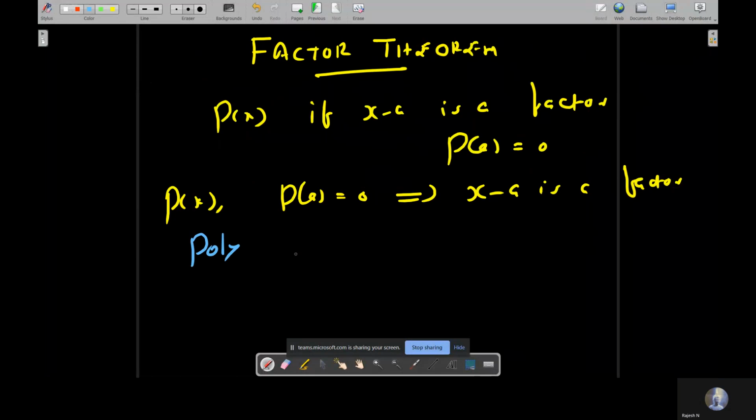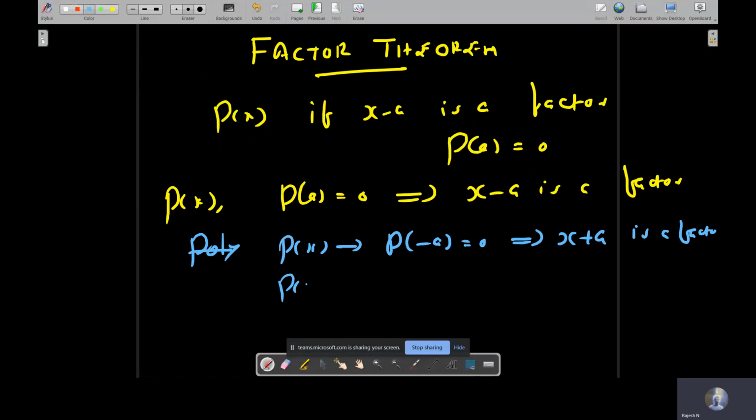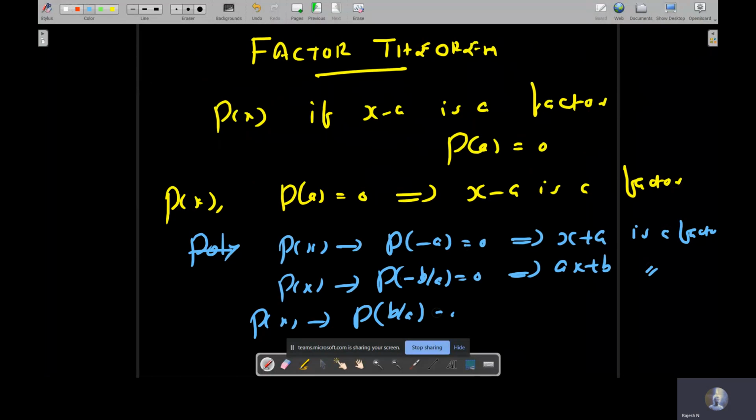In polynomial p(x), p(minus a) is 0. P(minus a) is 0 means x plus a is a factor. P(x), p(minus b by a) is 0 means ax plus b is a factor. In the polynomial p(x), p(b by a) is 0. P(b by a) is 0, what can you say? ax minus b is a factor.